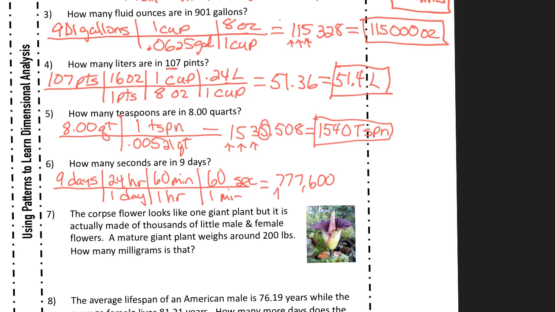So we're going to look at this number right here. It's followed by a 7, which is going to cause it to round up because it's greater than 5. So my final answer is going to be 800,000, and that's going to be seconds.